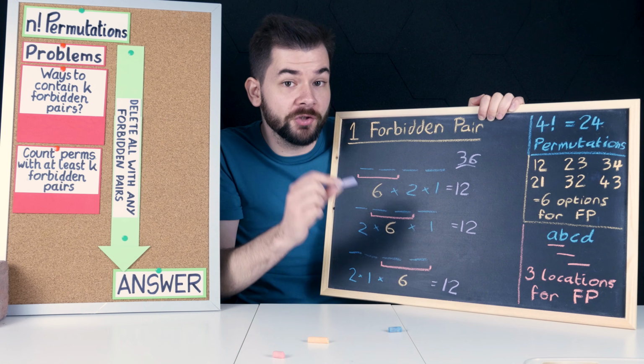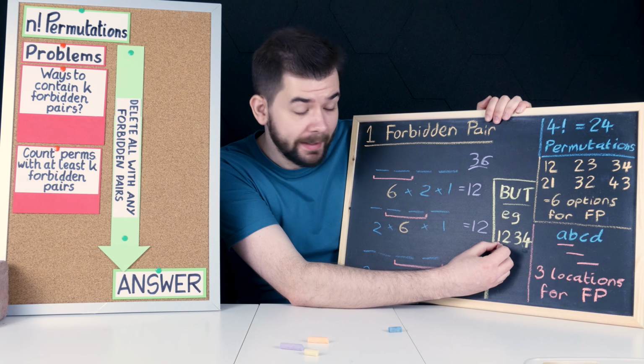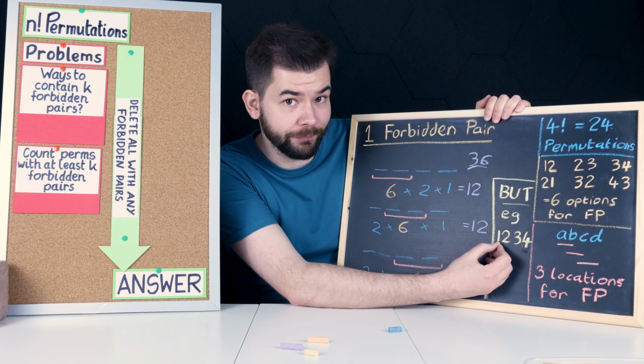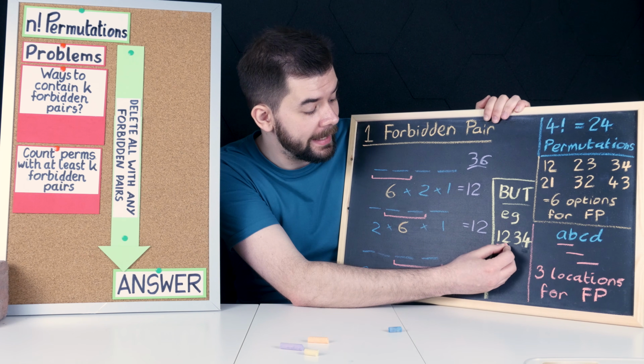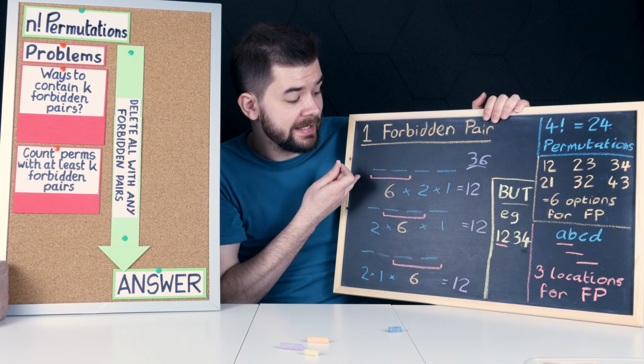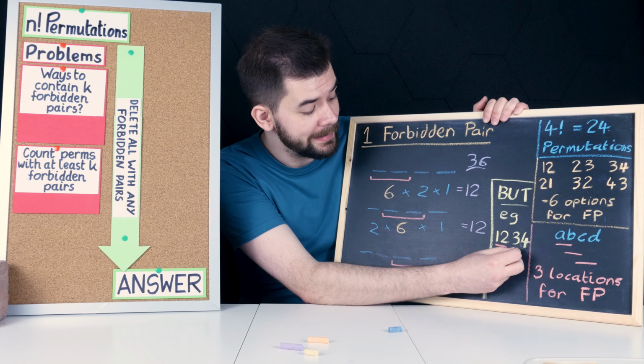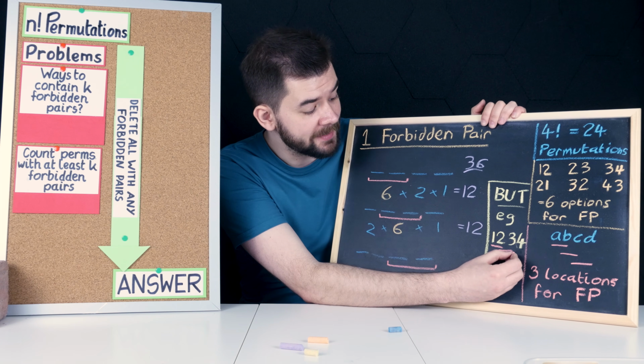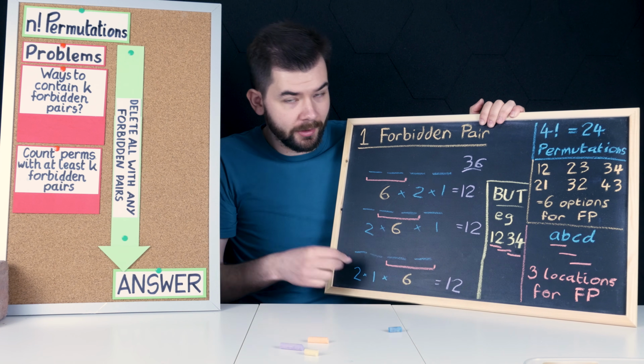And it isn't, because we've overcounted. To see why, consider a permutation like 1, 2, 3, 4. This has a forbidden pair at the start, so it got counted here. It also has a forbidden pair in the middle, so it got counted here, and it has a forbidden pair at the end, so it got counted here.